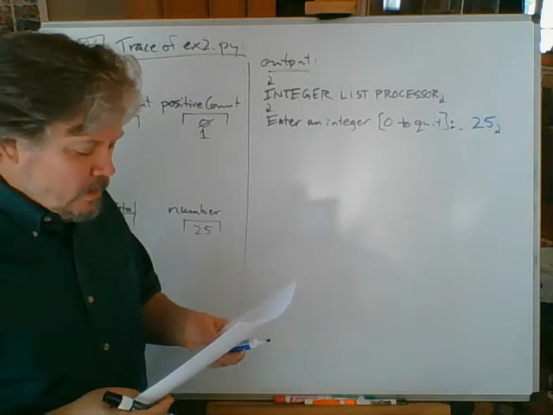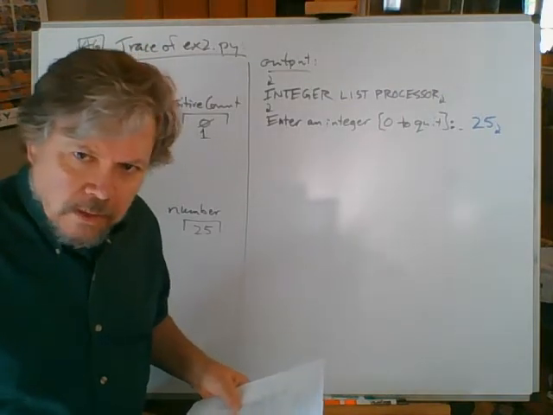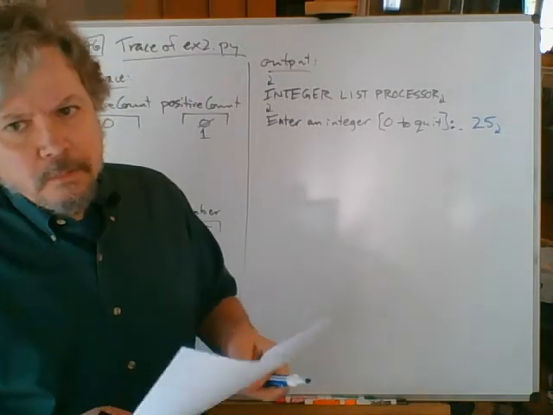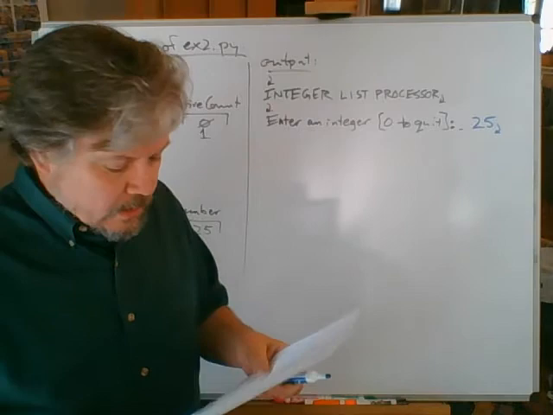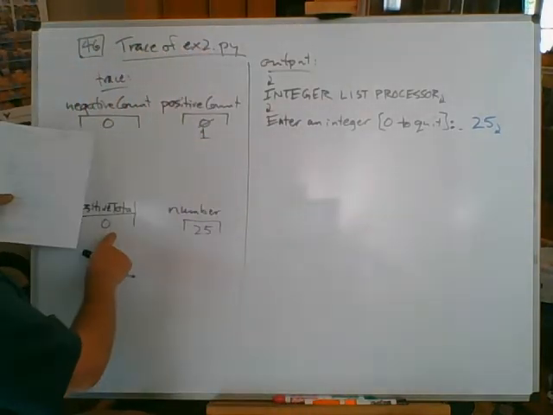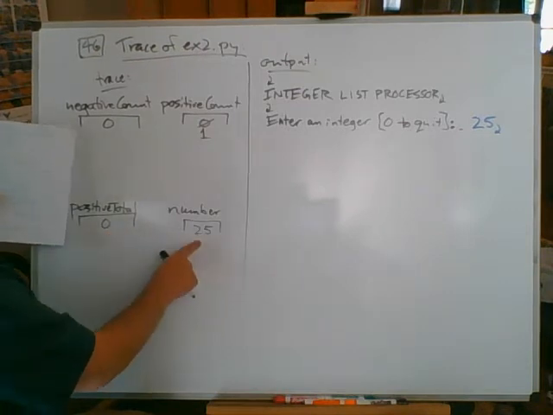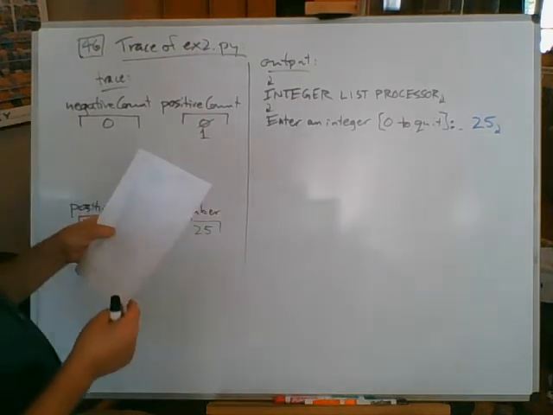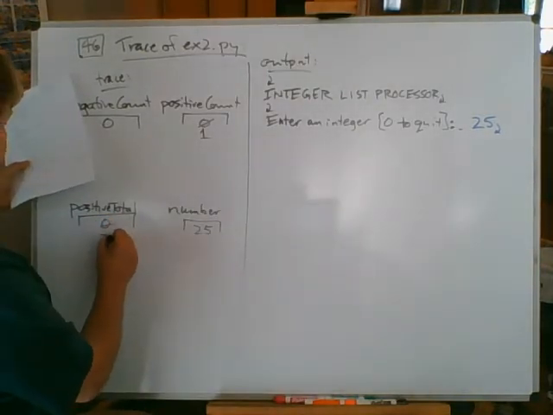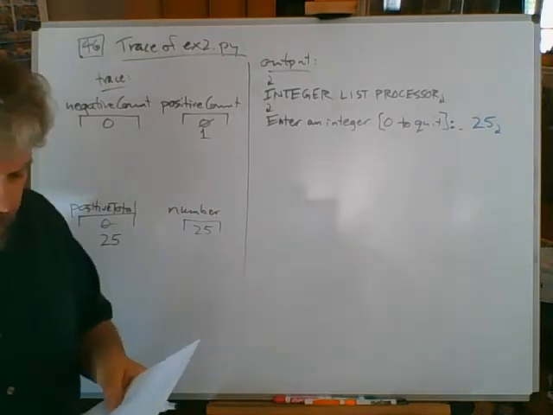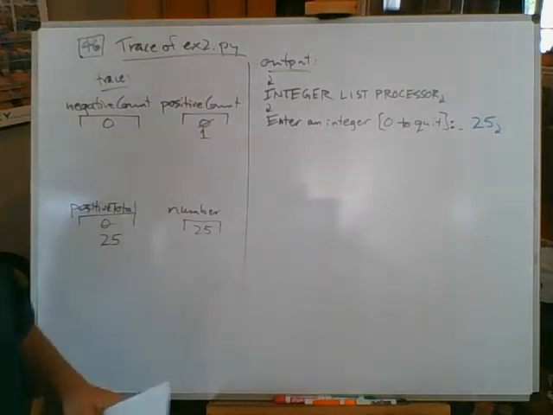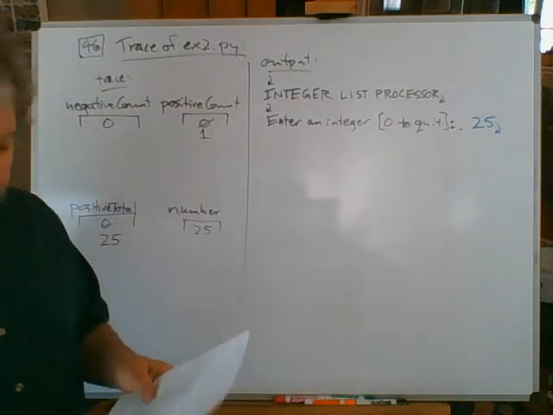Oddly, perhaps, line 39 is also an increment statement, but it's not adding 1. When we increment a running total, we add some number to it. It could be 1, but it also could be something else. In this case, on line 39, it takes the current value of positive total, which is 0, and the current value of number, which is 25, adds those together and gets 25 as the grand total and puts that in positive total. So we incremented both positive count and positive total, but positive count only went up to 1. Positive total, the running total, went up to 25.